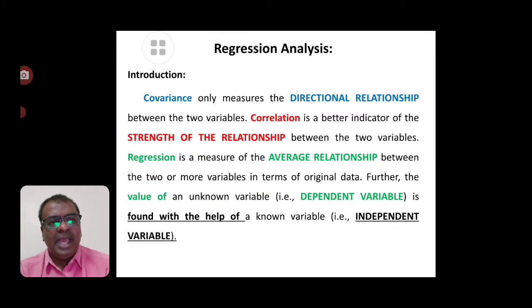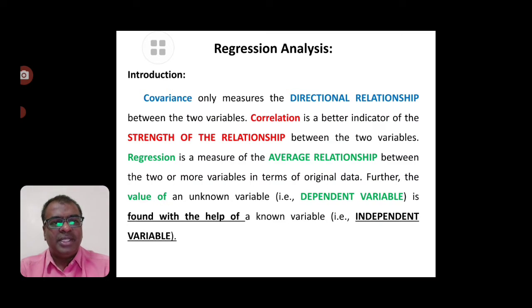Now, regression analysis. Before I proceed to regression analysis, there are 3 important terms here we need to understand. The one is covariance, which measures directional relationship. Correlation, which is an indicator of the strength of the relationship. And regression, it is the average relationship. So before proceeding to regression analysis, let us throw some light on covariance and correlation. When I come to these 2 concepts, covariance and correlation, we have already seen these concepts in chapter number 1.